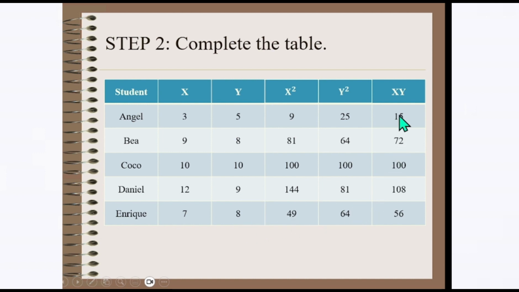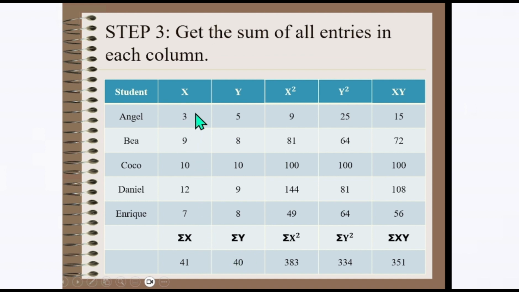Then let us get the product of XY. 3 times 5 is 15, 9 times 8 is 72, 10 times 10 is 100, 12 times 9 is 108, 7 times 8 is 56. After this, get the sum of all entries in each column. The summation of x is 41. Kita nyo dito, summation ng y ay 40. For y squared, we have 334. And summation of xy, 351.